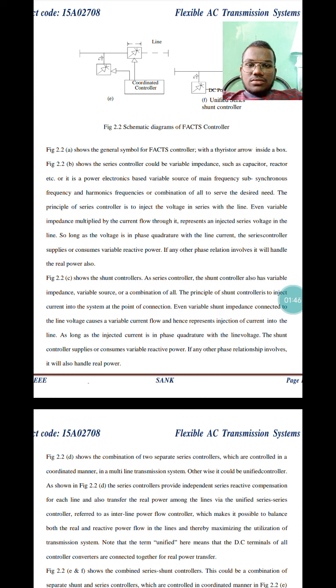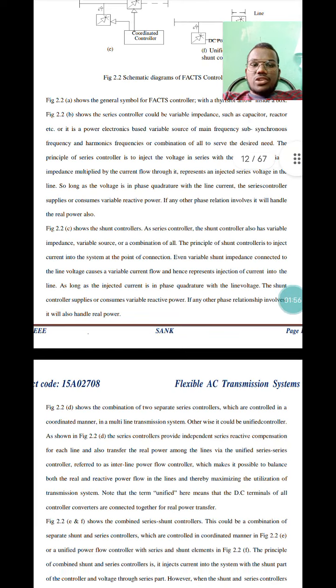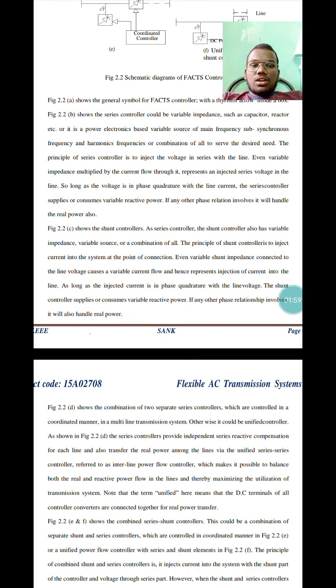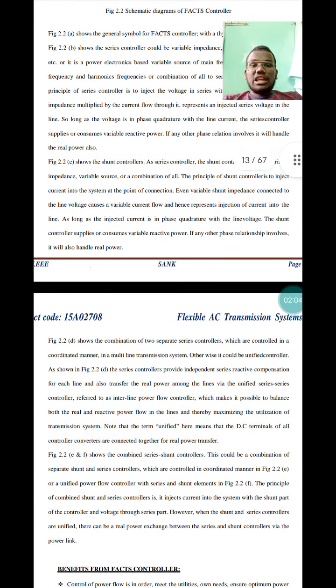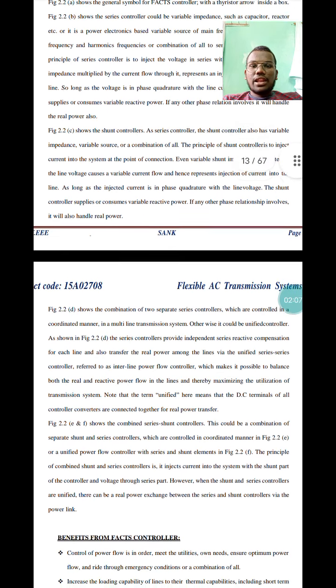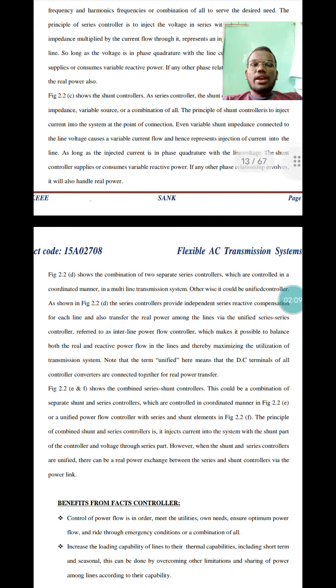the real power also. The above figure shows the shunt controller, as with the series controller. It could be a variable impedance, variable source, or a combination of all. The principle of shunt controllers is to inject current into the system at the point of connection. Even a variable shunt impedance connected to the line voltage causes a variable current flow and hence represents injection of current into the line. As long as the injected current is in phase quadrature with the line voltage, the shunt controller supplies or consumes variable reactive power. If any other phase relationship is involved, it also handles the real power.